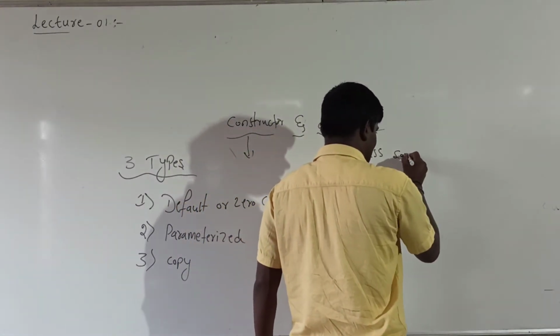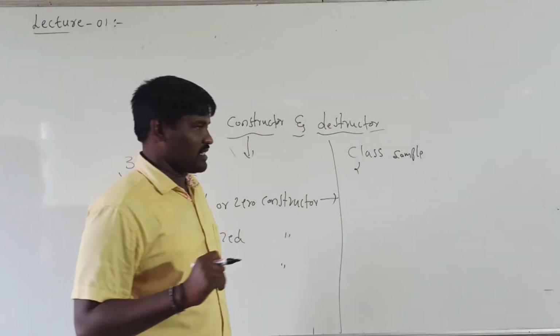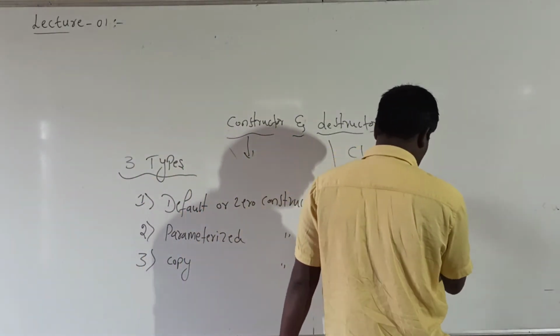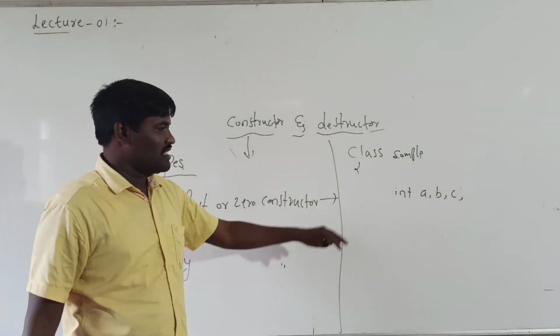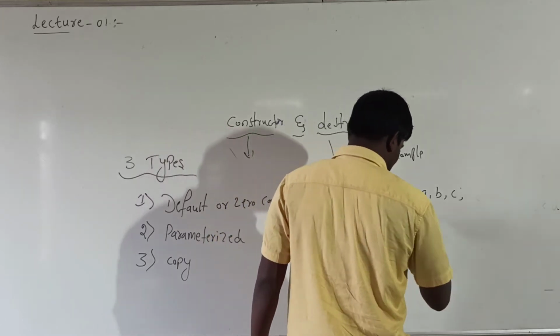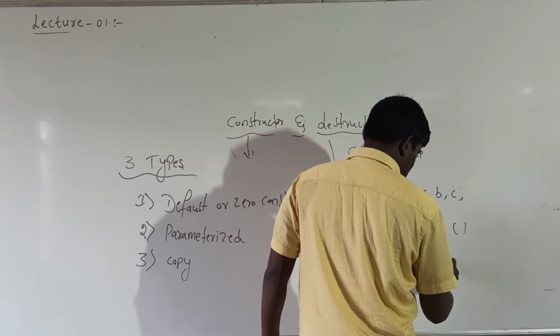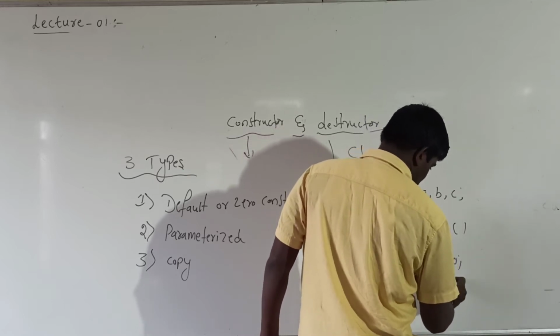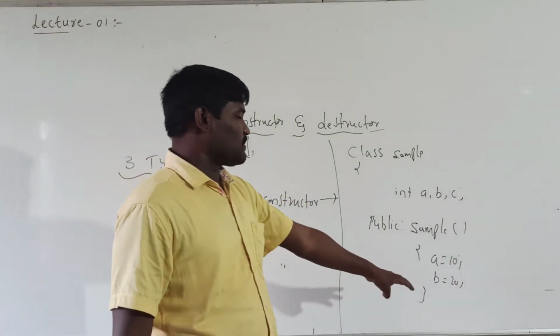Class sample. You can add two numbers using the constructor. If you want to add the two numbers, I can declare three variables a, b, c. C is a storage variable. Next, in the public section, I can mention sample. Only we have to use default. A is equal to 10, b is equal to 20. And don't write c is equal to a plus b in the constructor.